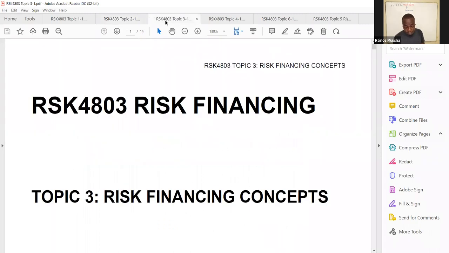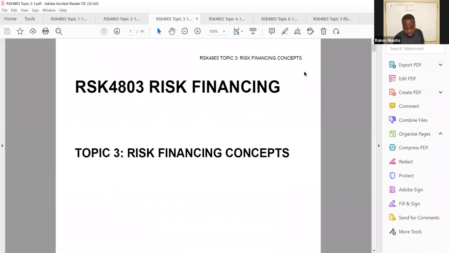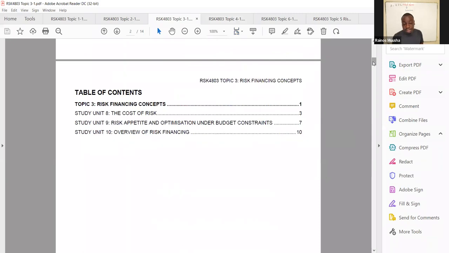In study unit 3, we are going to be looking at risk financing concepts. The first risk financing concept that we're going to look at is the concept of cost of risk. The concept of cost of risk is highly examinable, mainly because there are different ways that the lecturer can ask you questions in the exam based on this.